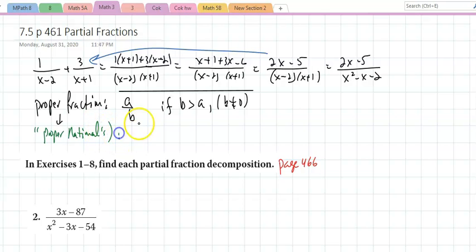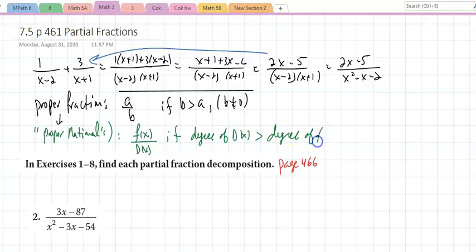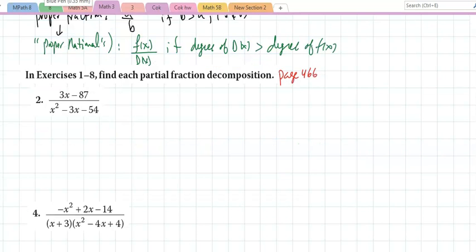Proper rationals is when you have f of x over d of x, in which the degree of d of x is greater than the degree, the power, of f of x, because otherwise this technique doesn't work. So if I look at problem number 2 on page 466, I'm going to show you how the book does this, and how we're going to do this.